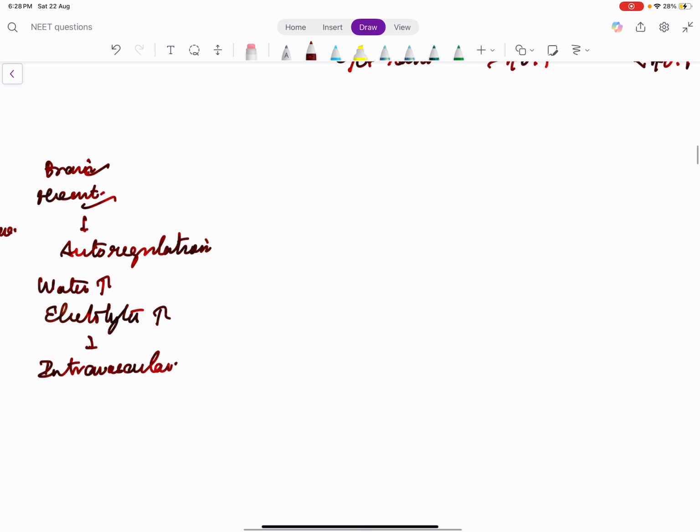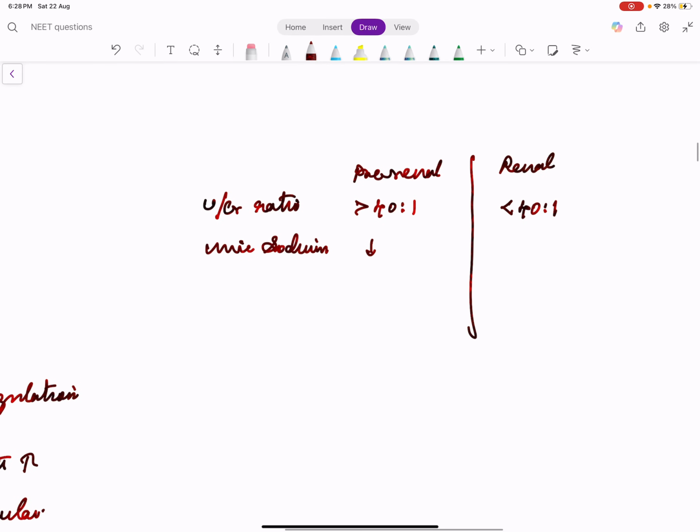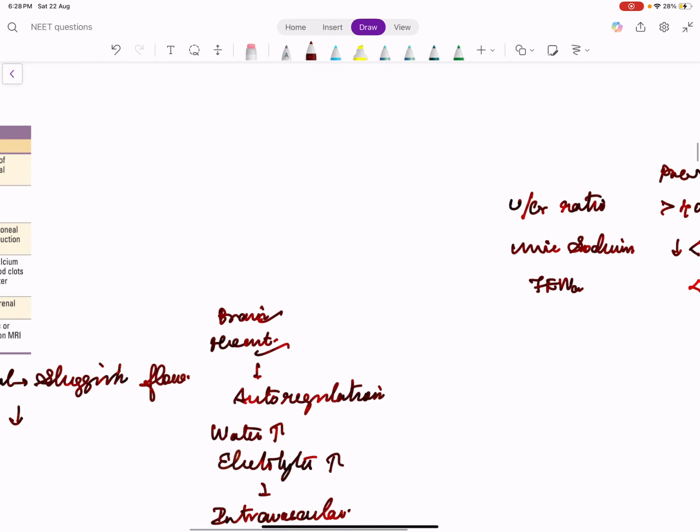Or we will take urine sodium first. So urine sodium will be low in pre-renal, right? It will be high in renal. So how low is it? Urine sodium will be less than 20 millimoles in pre-renal and more than 40 millimoles in renal. Likewise, if you calculate the ratio, we get something called FeNA. FeNA will be less than 1 in pre-renal. It will be more than 1 in renal.